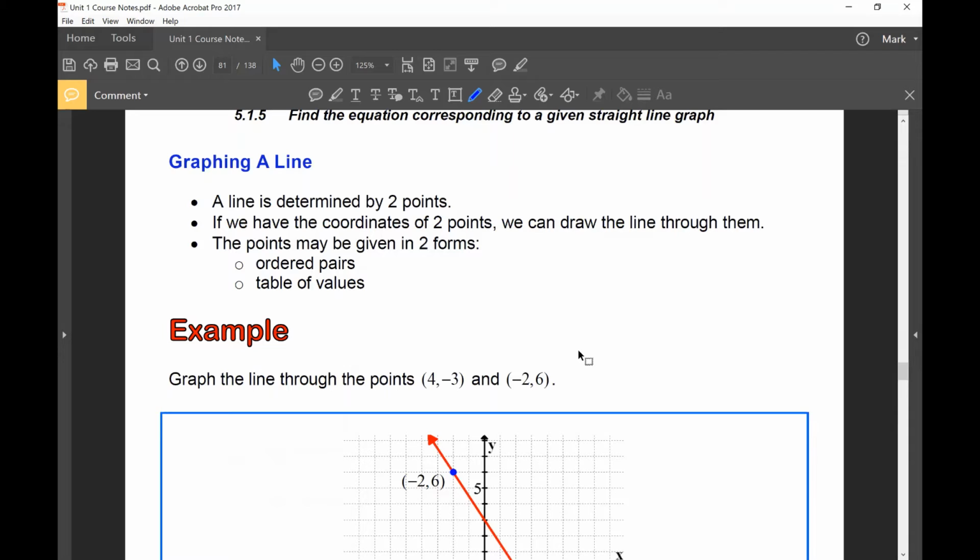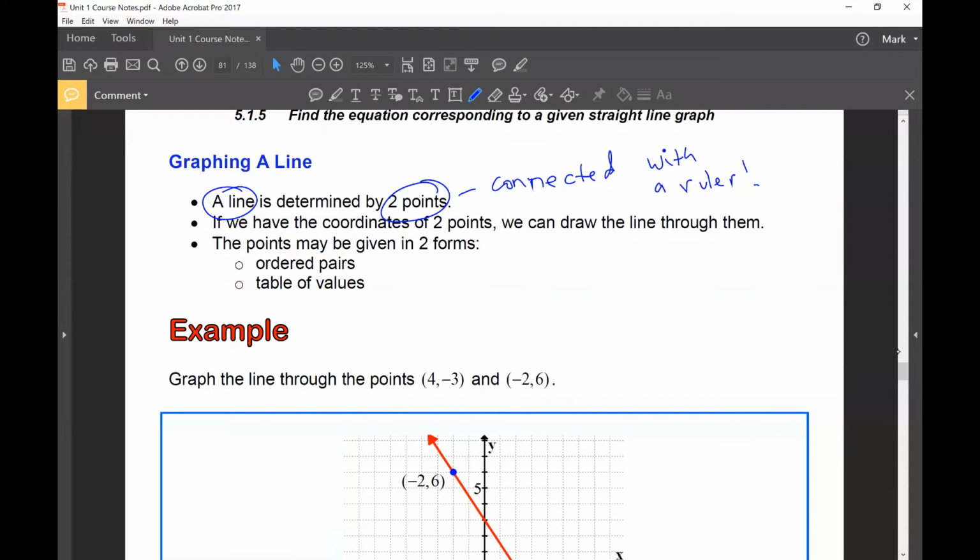Graphing a line is easily done by finding 2 points on that graph and connecting them with a ruler. A line is determined by 2 points and they are connected, and you usually use a ruler.